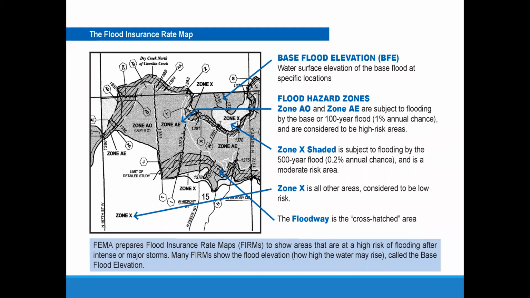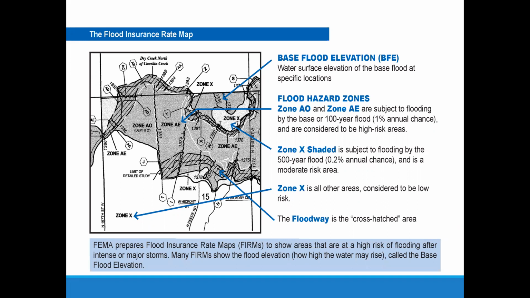Then you have a shaded zone X. That is drawn here. That is the 500-year floodplain. It's considered moderate risk. It's not considered to be a regulatory floodplain unless it's specifically adopted by the community, and communities are encouraged to adopt higher standards than the NFIP minimums. Then you have zone X unshaded, which is all other areas considered to be low risk, so they are outside of the floodplain. Of course, everywhere has a flood risk of some type.